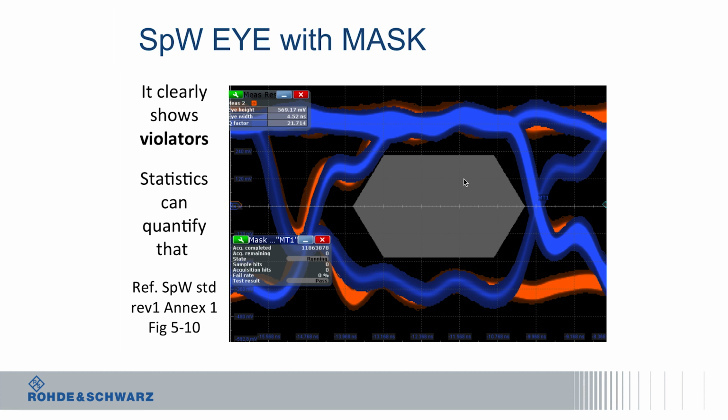It's also possible to set up a mask, and you can select which shape is the mask. In this case, we have a hexagon, and then you can put, according to the protocol, the heights and the deviations that you allow. And this one will clearly show any violators, and you can have statistics to quantify that. It means 1 error in 100 or 1 error in 1 million. And the statistics shows here how many you complete and how many you have on violation on the mask that you set up. And you can set up the mask according to the standard, as was said before.